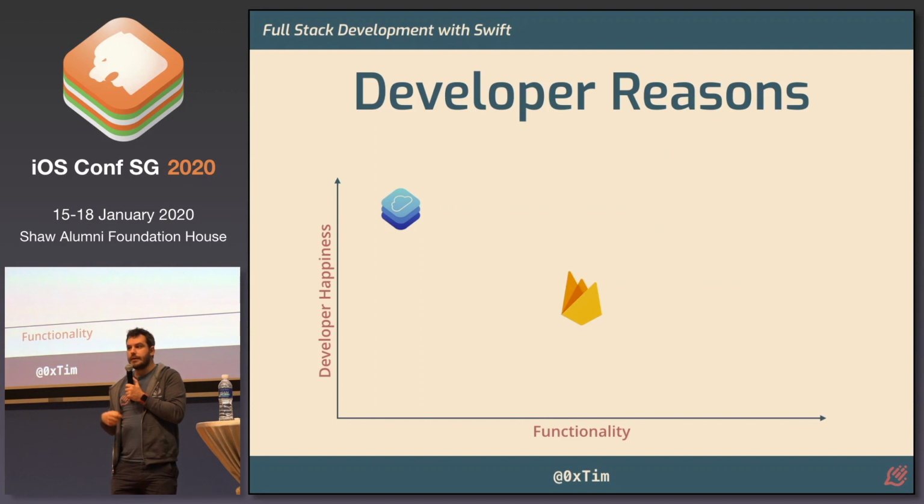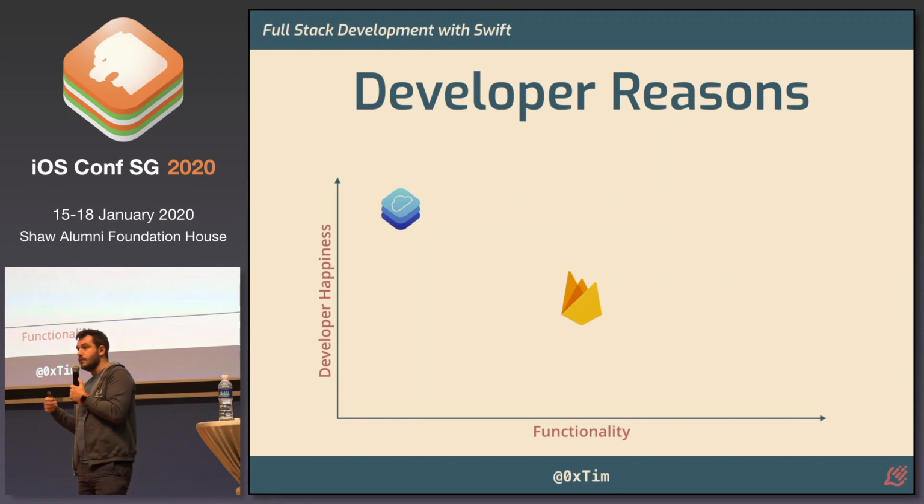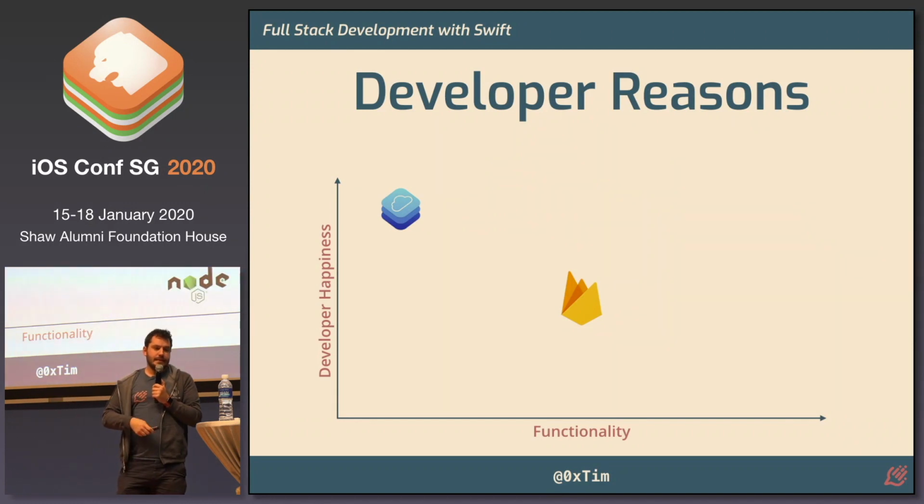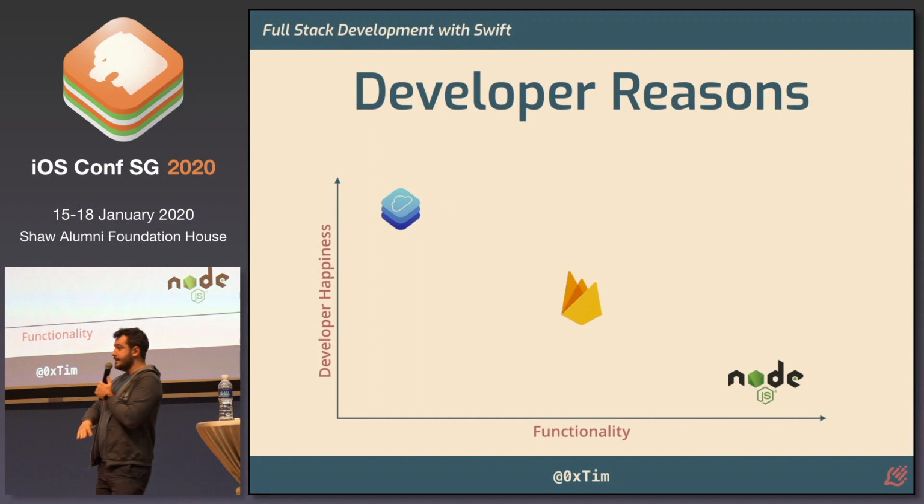And then as time goes on again and again, you realize, I need a full-fledged web framework. So it could be anything like Laravel, Node.js, or Rails. And so you use that, and your functionality is all the way over there because you can do anything you want with it. But your happiness has dropped because you have to learn another language.